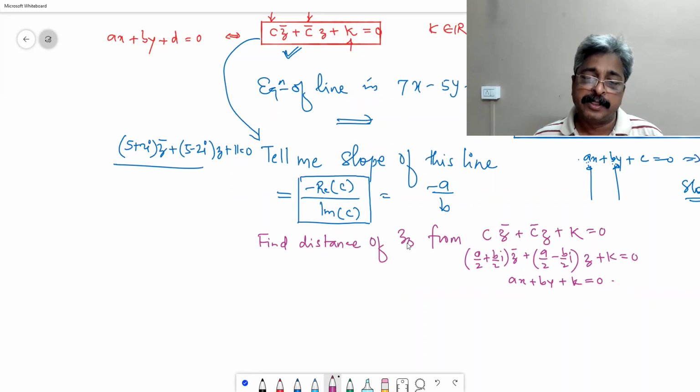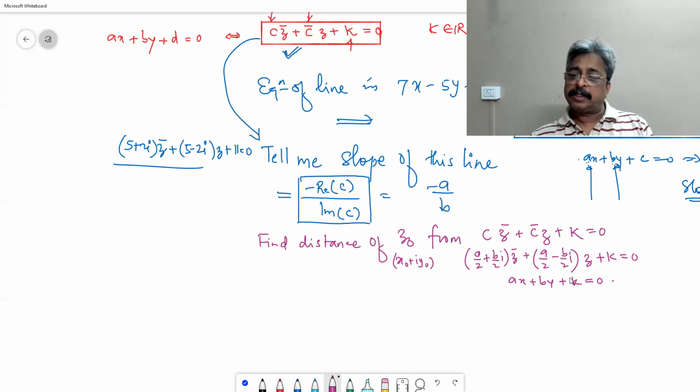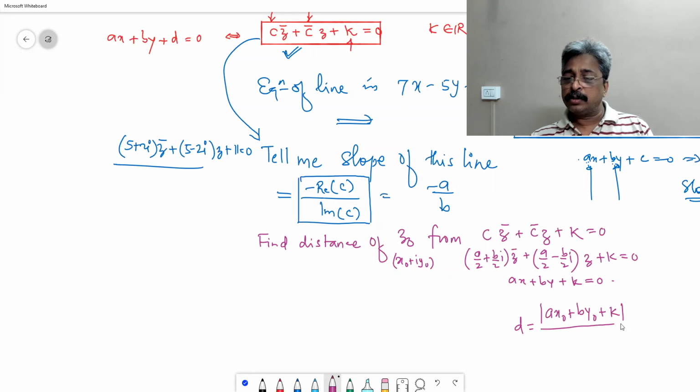So if z naught is x naught plus i y naught, then the distance d is equal to (a x naught plus b y naught plus k) upon radical a square plus b square. That is what our formula is.